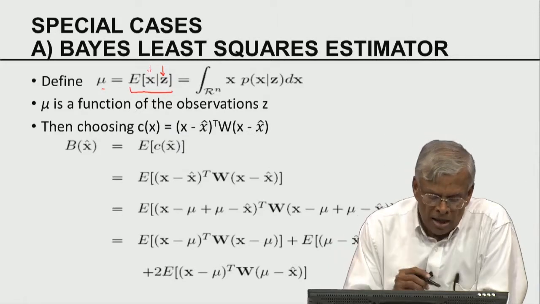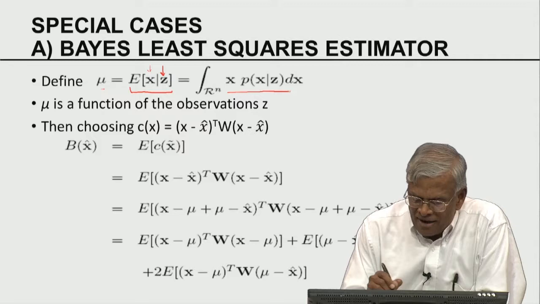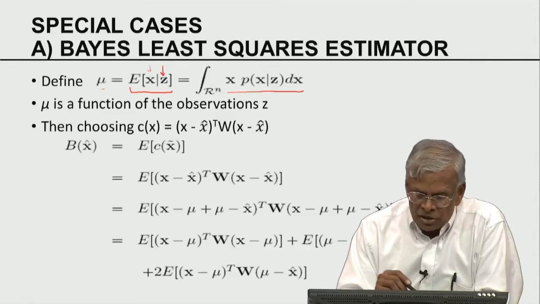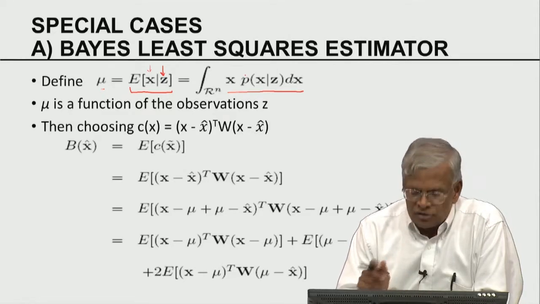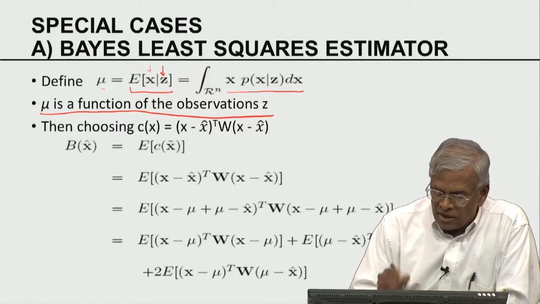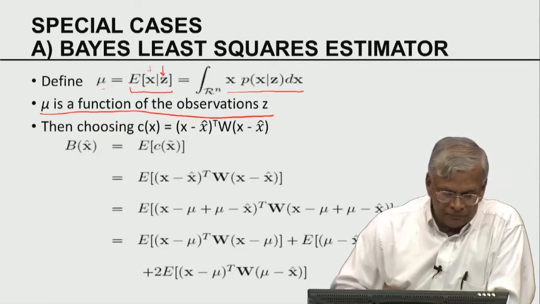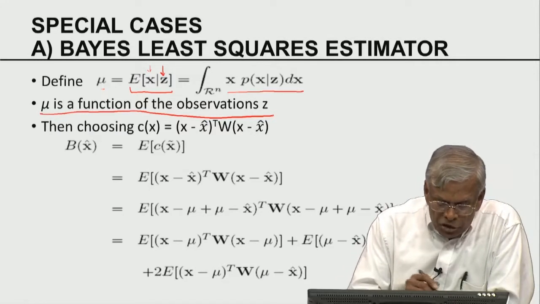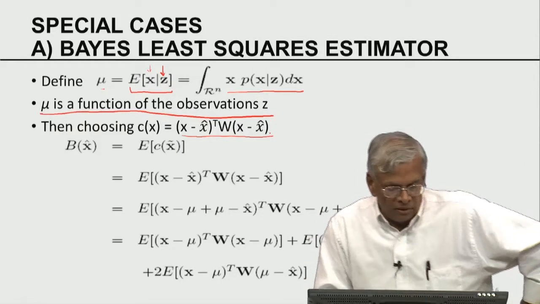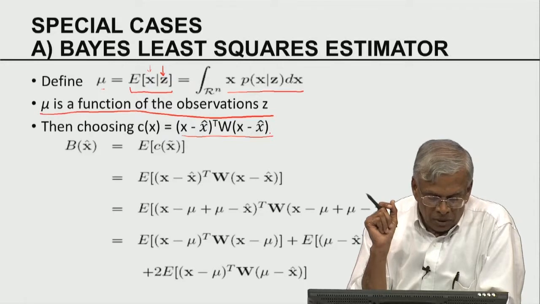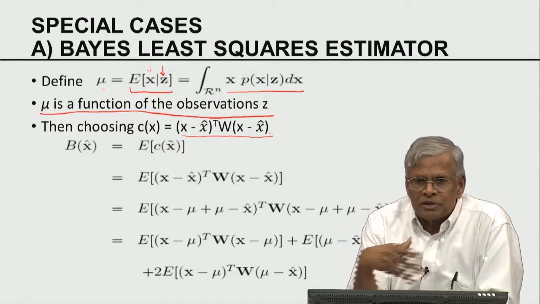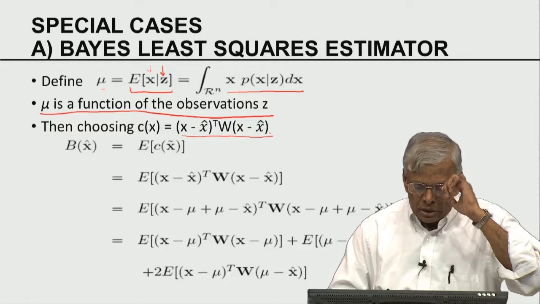This mu, as given by the conditional expectation, can be evaluated by the standard conditional expectation formula, which is the integral of x times p of x given z dx. So mu is a function of the observation. Observations are random, so mu is random. Now I would like to be able to choose c of x to be the weighted sum of squares. If I assume the weight to be identity, I get the simple sum of squares. So it is a reasonably good way to start with this weighted version.